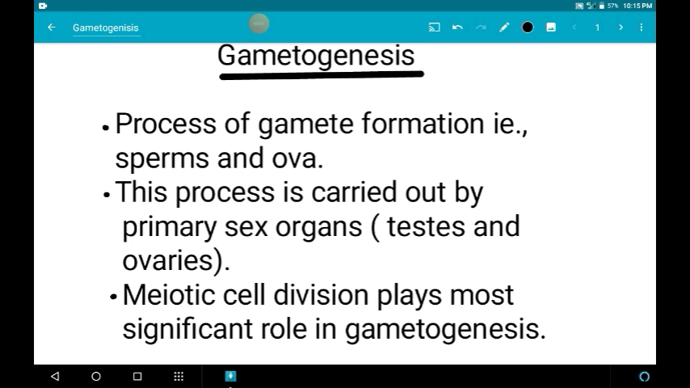Gametogenesis is the process of gamete formation, that is the formation of male and female gametes, that is sperms and ova. This process is carried out in the primary sex organs. So what are the primary sex organs? They are the testis and ovary, and the cell division which plays the most significant role in gametogenesis is meiosis.